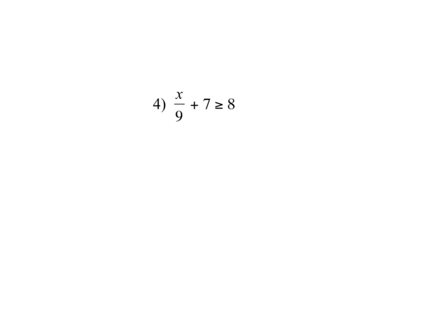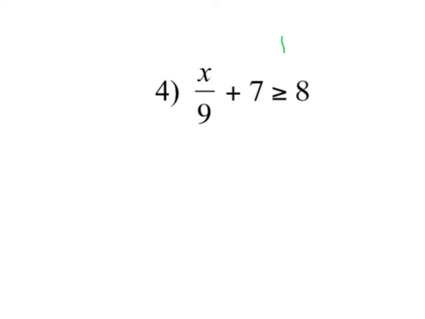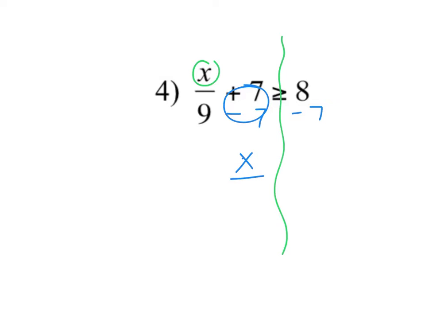All right, number 4. Here's my inequality symbol. Here's my x. I'm going to start with subtract 7, subtract 7. That turns that into a 0. I'm left with x divided by 9 is greater than or equal to 1, because 8 minus 7 is 1.